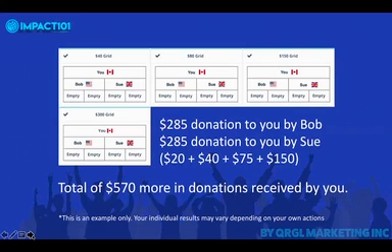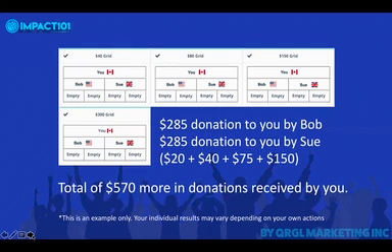You invited Bob and Sue, so they're going to be making donations to you in each of those 4 new grids. Bob is going to donate $20 plus $40 plus $75 plus $150 for a total of $285 to you. Sue is going to do the same thing. You've now received $570 more in donations.